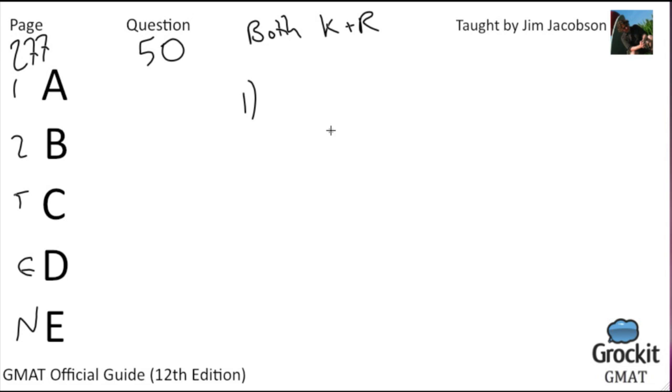Statement 1. There were 17 directors present at a joint meeting of the directors of Company K and Company R, and no directors were absent. So what we've been given here is the total number of directors.